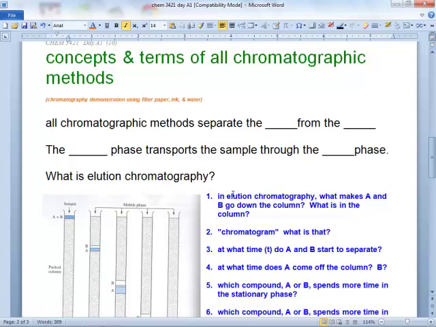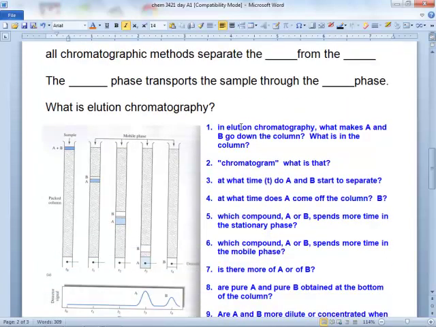All right, so if that's the case, Kathleen, what's the mobile phase in this case? In my little demonstration thing. What's my mobile phase? It would be the liquid, the water. Stationary phase, everybody, is the filter paper. The paper is the stationary phase. Okay.